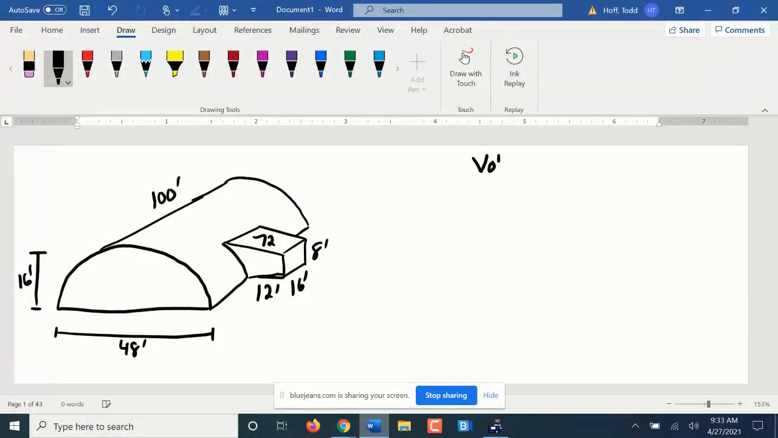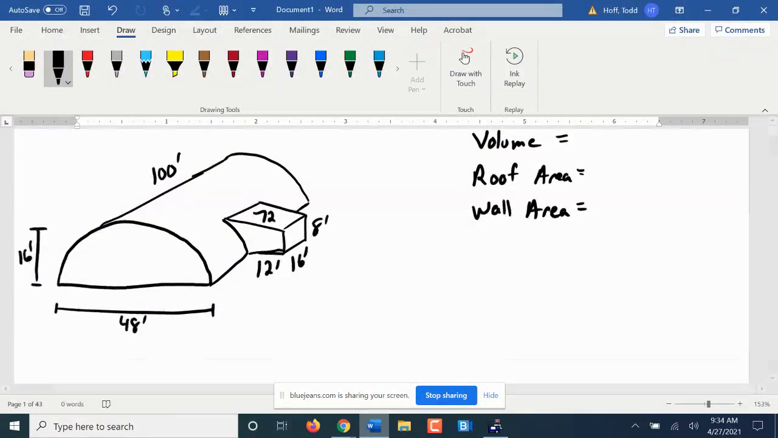I want to find two things off of this. I want to find the volume of the whole building. This is what we had started looking at yesterday. And actually, let's make it three things. I want to find the roof area, and I want to find the wall area. So we'll find those three items. We did a similar example yesterday. So let's start out. There are actually two separate pieces we're going to work on here.